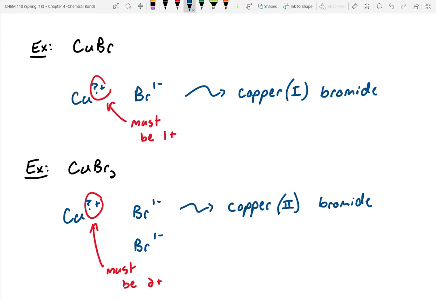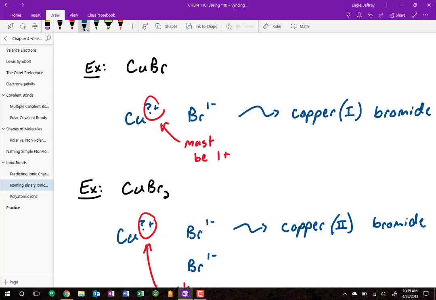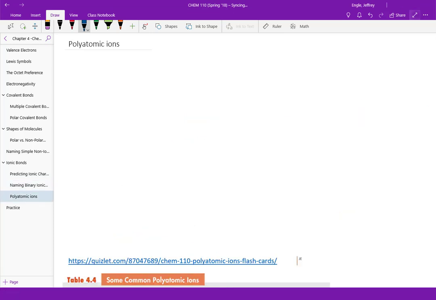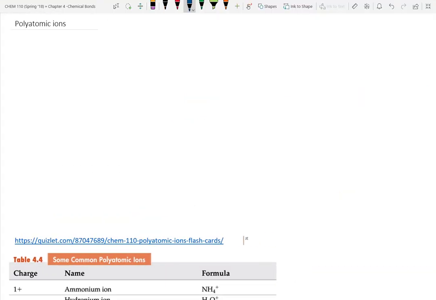Does that make sense? All right, so pay attention. Anytime you see any element from that center block, the transition metal block, you should immediately think, I need a Roman numeral. All right, now we've got to switch gears to one of the trickier parts of naming, and this has to do with something called a polyatomic ion.